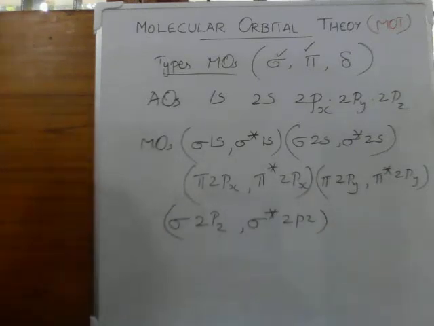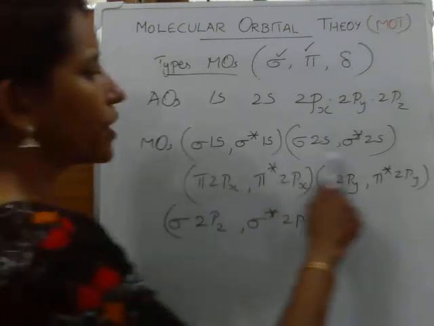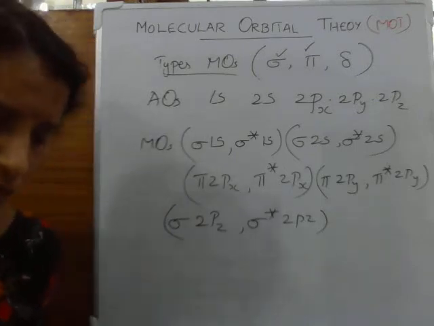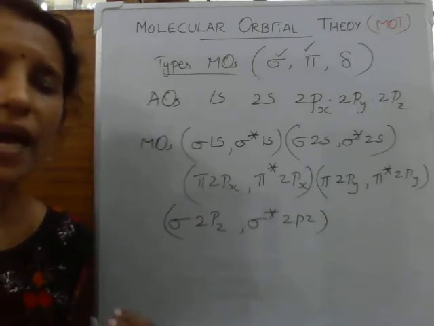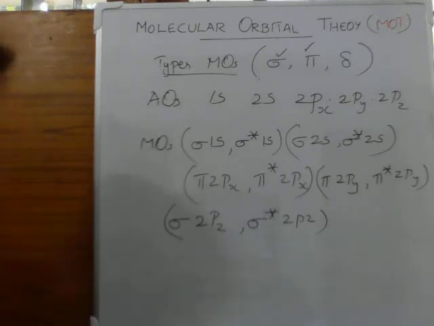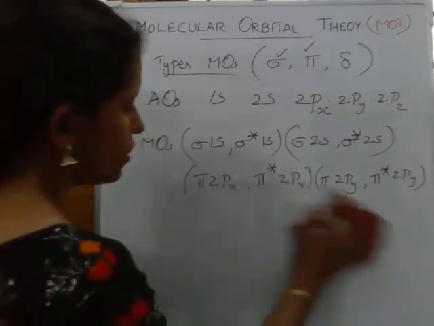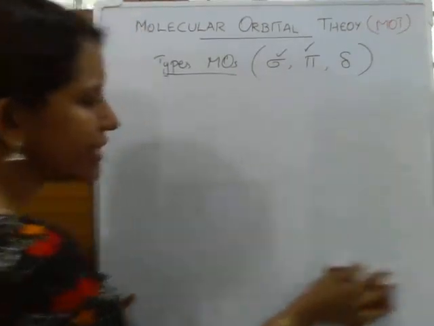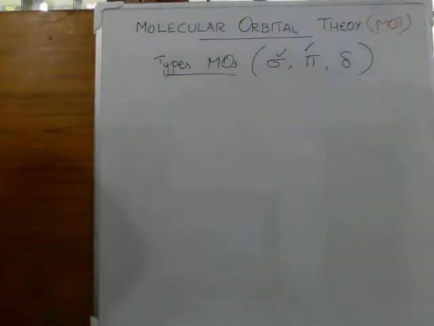Electronic arrangement: the filling of electrons in these various molecular orbitals. We need to obey the same three rules we followed in filling electrons in atomic orbitals. Now let us also draw the diagrams for getting the linear combination of atomic orbitals.